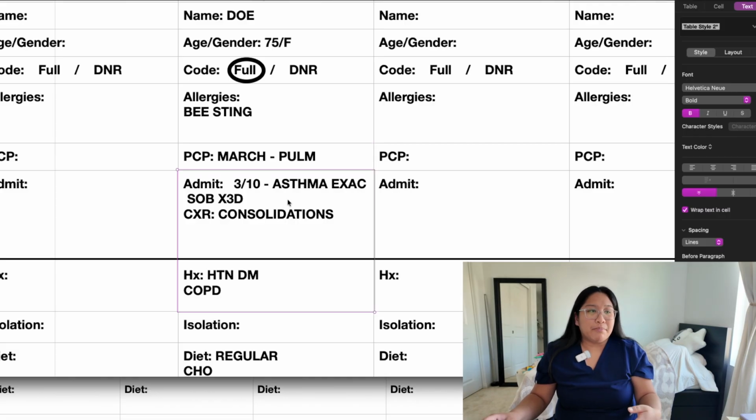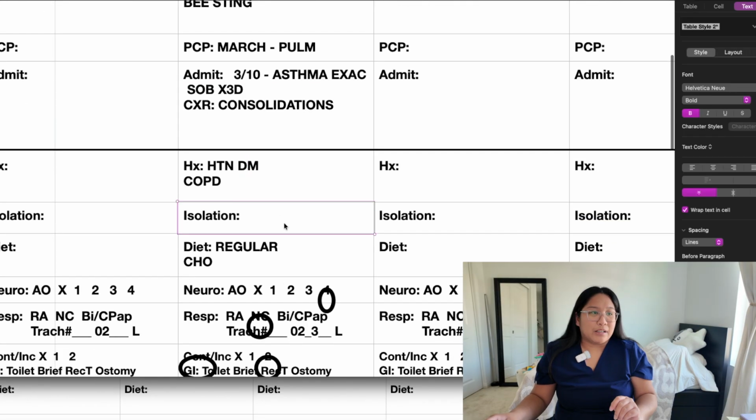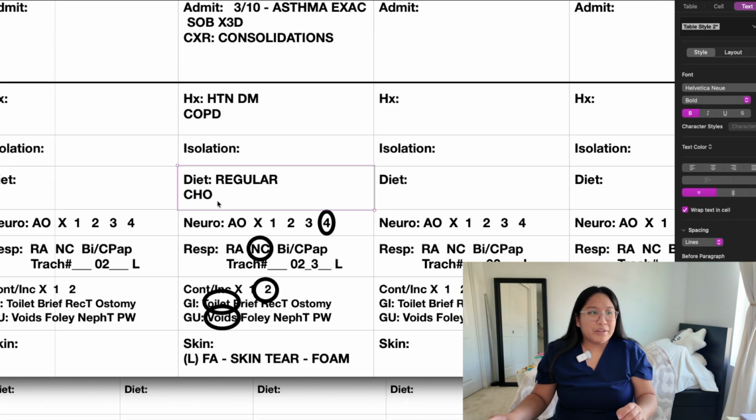So this patient was admitted on March 10th for asthma exacerbation. They had shortness of breath at home for like 3 days. Chest x-ray only showed consolidations. History-wise, they got history of COPD, hypertension, and diabetes. I didn't put anything for isolation, so I wouldn't even mention that. Or I could say standard isolation. Regular diet, carb controlled, AO ×4, nasal cannula 3 liters. They are continent of bowel and bladder. They use a toilet. They void independently.